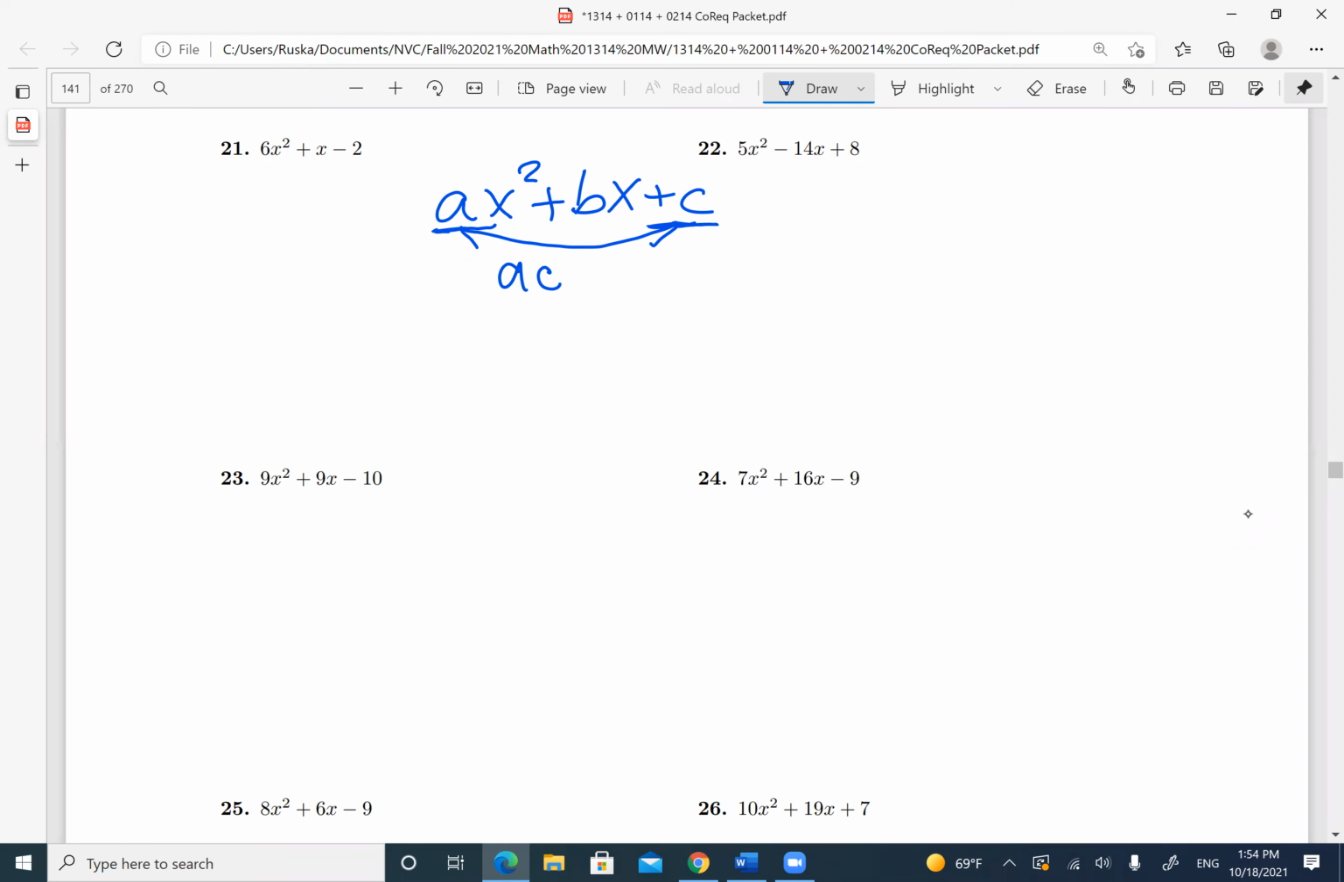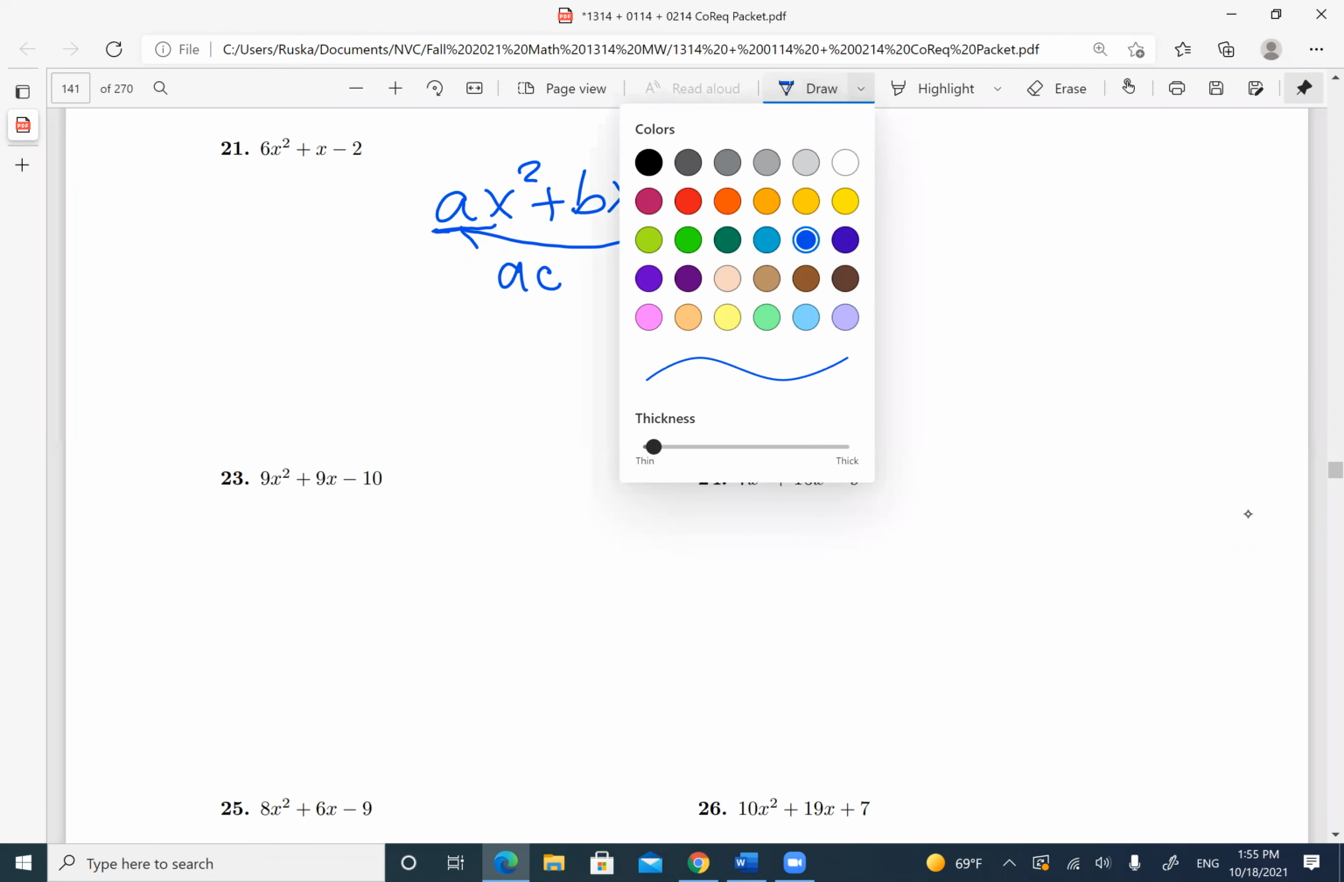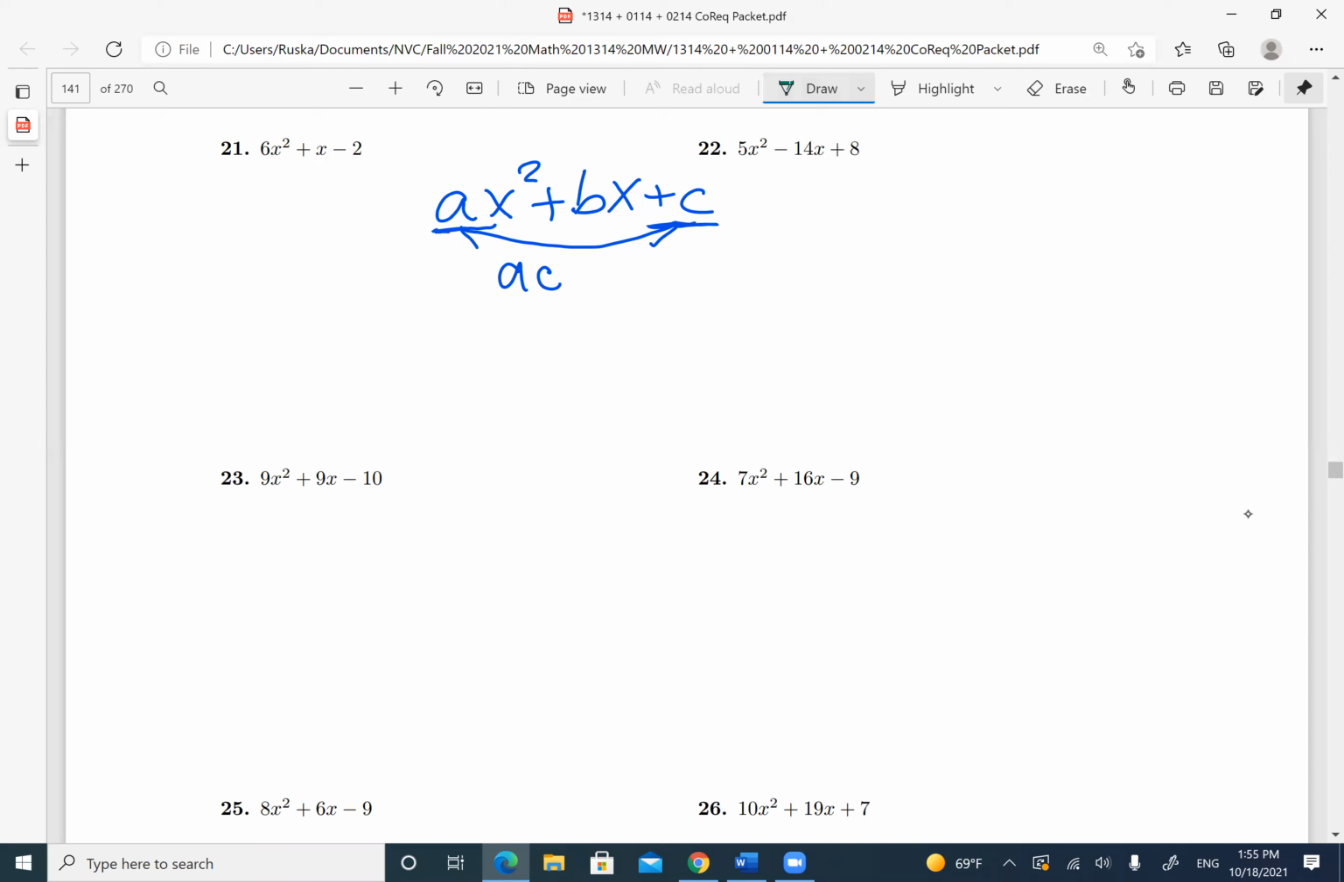Or you want me to show you methods? Okay, I'm going to show you one. If you don't know, I'll show you a method called AC by grouping. And then after that, I can show the AC shortcut. Okay, so this is the AC by grouping.